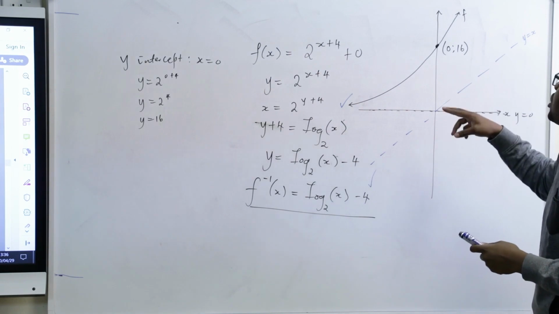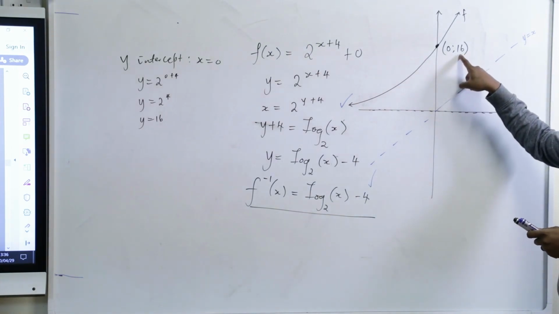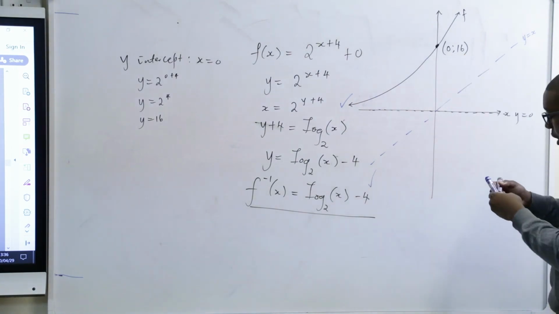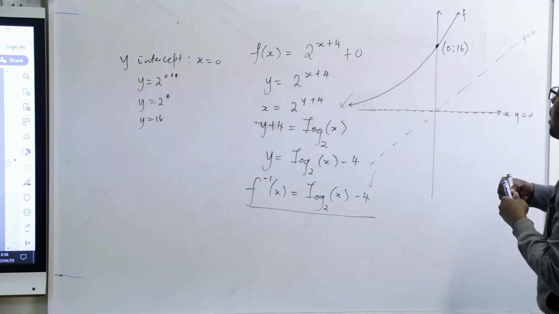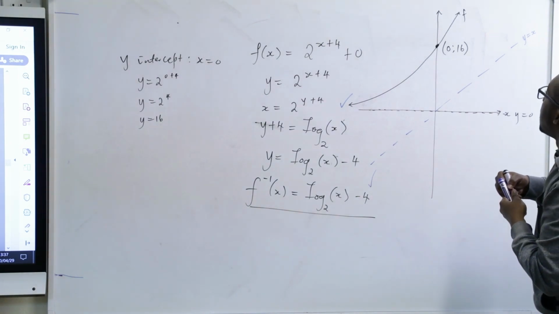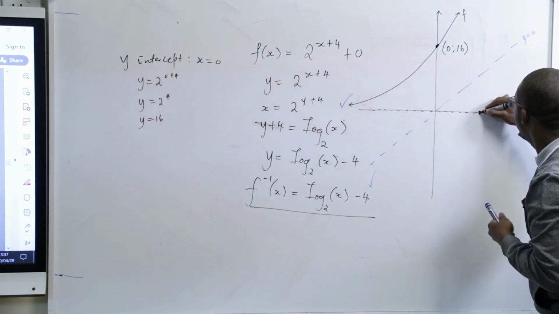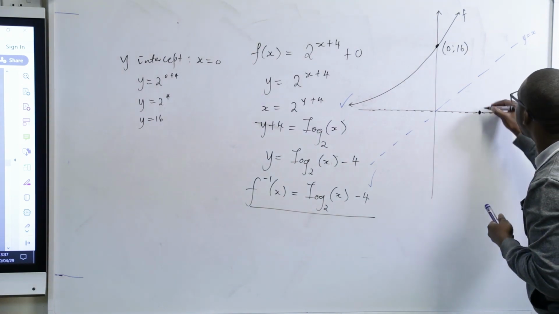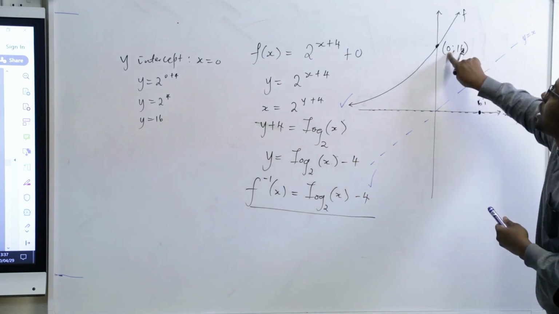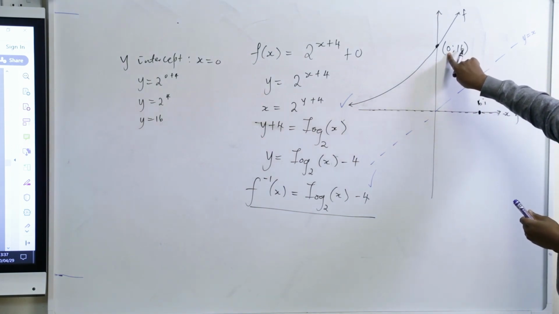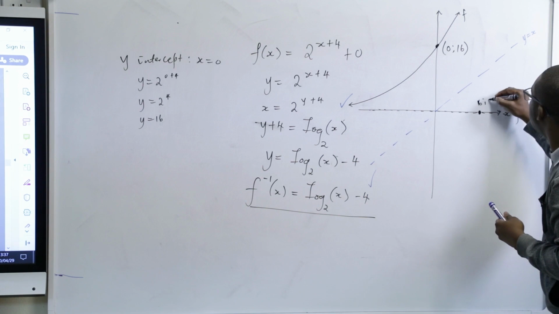We now need to interchange. This 16, which was y, becomes the x coordinate. Let's assume that is happening at this point here. That point is now 16, and this x coordinate, which was 0, becomes the y coordinate right here.